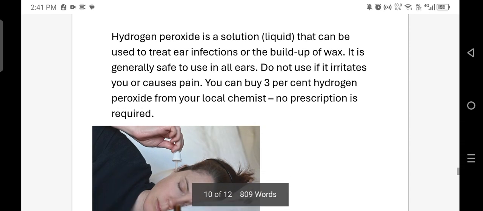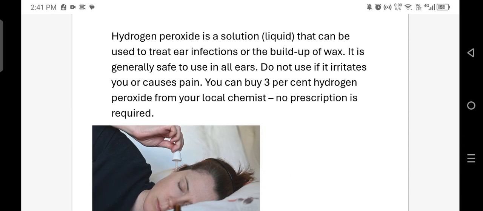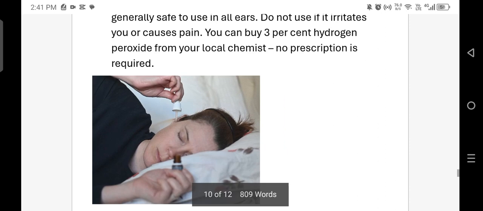Hydrogen peroxide is a solution that can be used to treat ear infections or the buildup of wax. It is generally safe to use in all ears. Do not use it if it irritates you or causes pain. You can buy 3% hydrogen peroxide from your local chemist. No prescription is required.